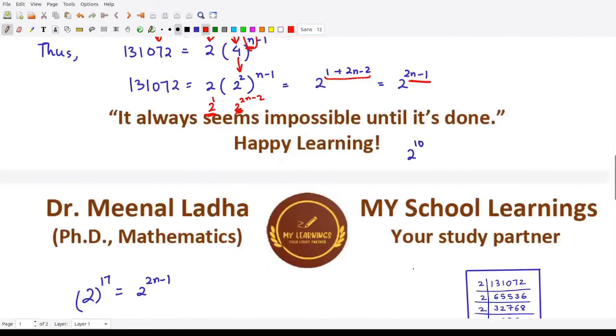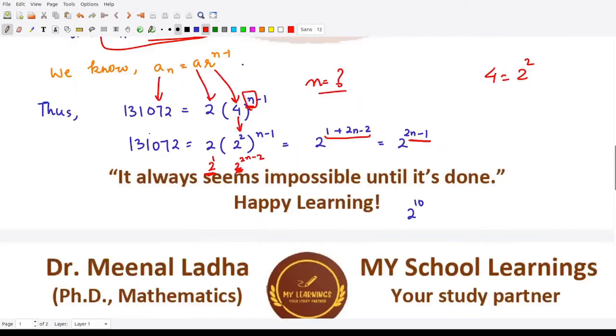So the right hand side is 2 raised to power 2n minus 1. This term is 131072. Can we write it in powers of 2? So we can have some number here. Yes, we can do that. For that, we need to look at the prime factorization of this.